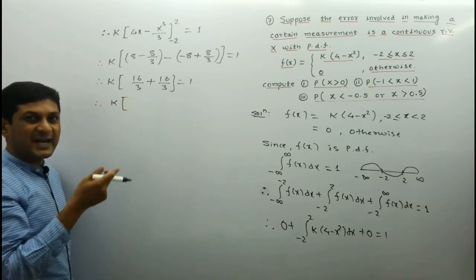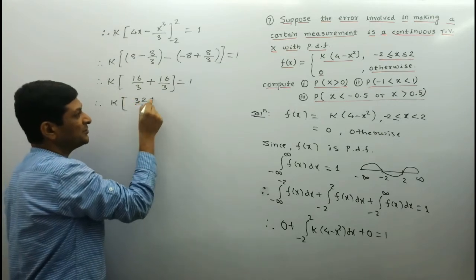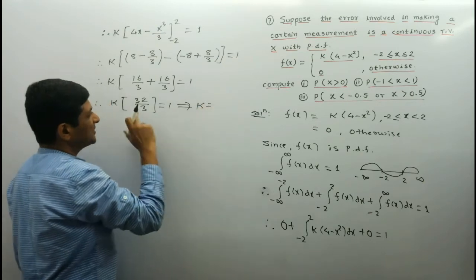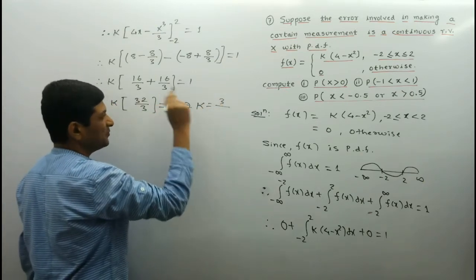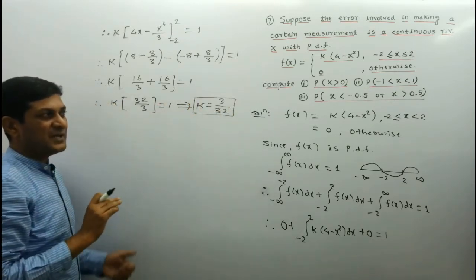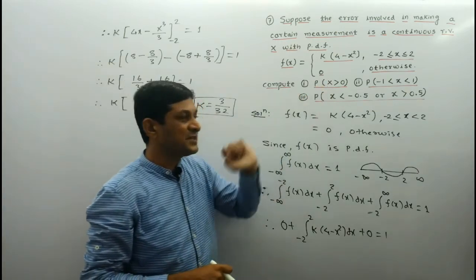That's why we are taking addition of numerator. 16 plus 16 is 32 upon 3 is equal to 1, which implies that k is equal to, so 3 will get multiplied on this side and 32 will get divided. In this way we have got value of k. Once the value of k is known to us, now we are trying to find out our first required value.